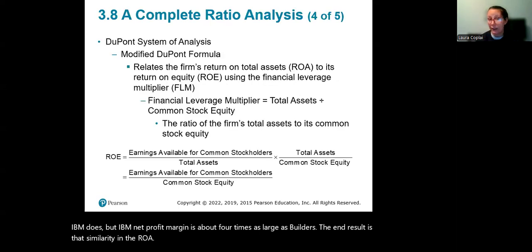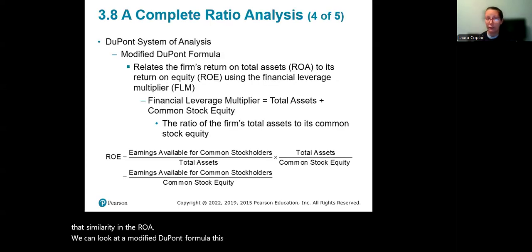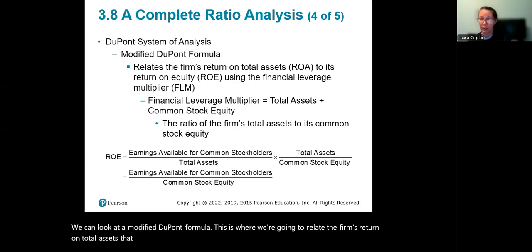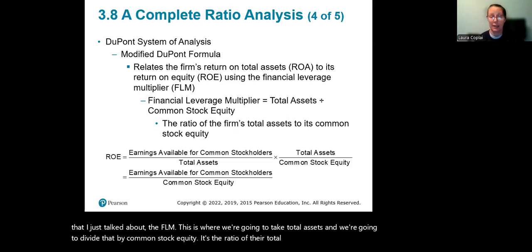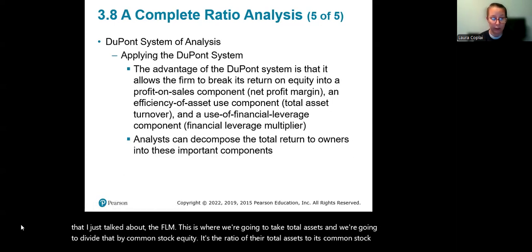We can look at a modified DuPont formula. This is where we're going to relate the firm's return on total assets, their ROA, to its ROE, their return on equity, using the financial leverage multiplier that I just talked about, the FLM. This is where we're going to take total assets and divide that by common stock equity. It's the ratio of their total assets to its common stock equity.